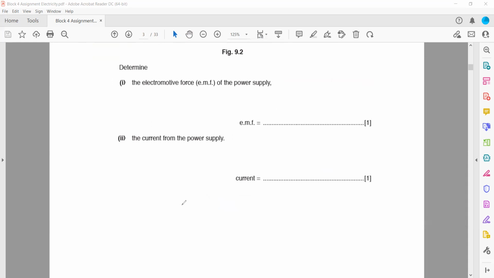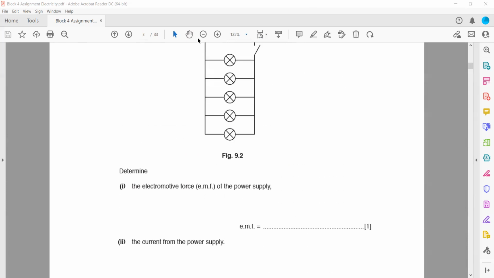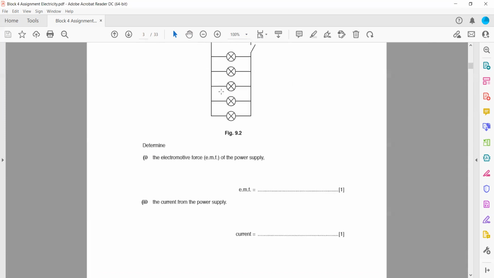So for one lamp, the current is 0.74, which we got from the graph, and multiplied by the number of lamps, which was 5, that's why it is 3.7 amperes. Is it clear? Discussion, that is how we work out the electromotive force and the current in each lamp.